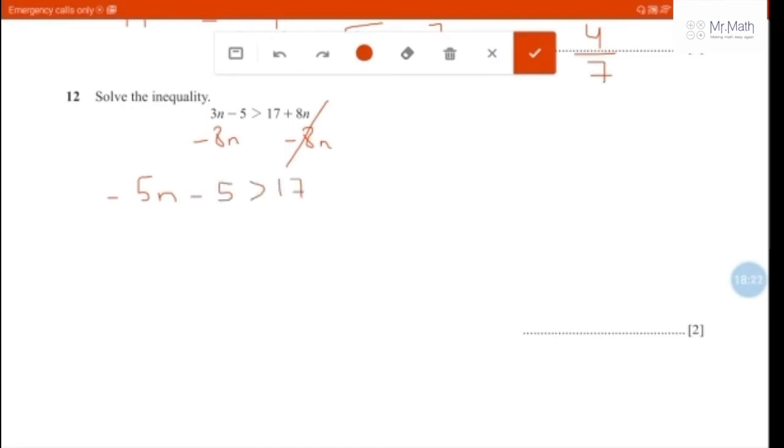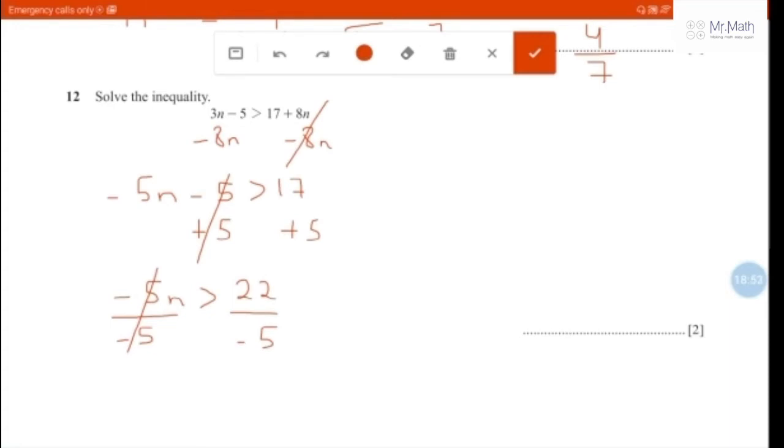So to keep n on one side and all the numbers on the other side, I will add 5 on both sides. So -5n is greater than 17 plus 5, which is equal to 22. So I will divide by -5 and here by -5.